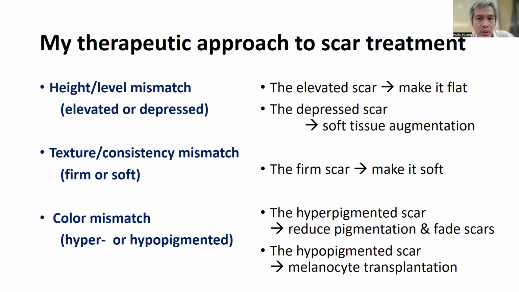This is my therapeutic approach to scar treatment. If the scar has level mismatch and is elevated, make it soft or flat. If it is a depressed scar, it may require soft tissue augmentation subcutaneously. If the texture is mismatched and the scar is firm, I will try to make it soft. If the color is mismatched and the scar is hyperpigmented, I will reduce the pigmentation and fade the scar. If the scar is hypopigmented, it may require melanocyte transplantation.